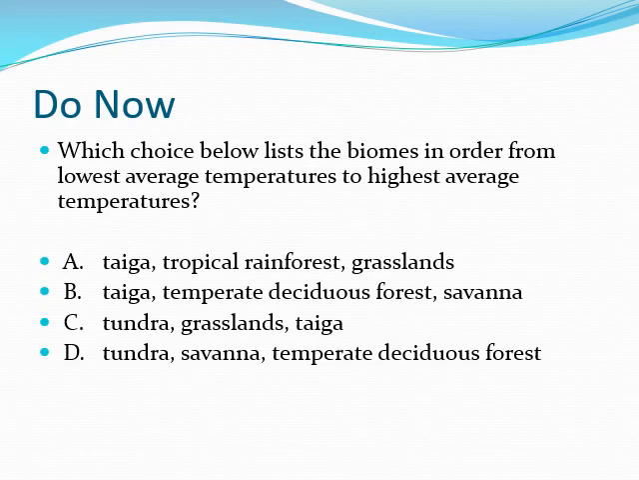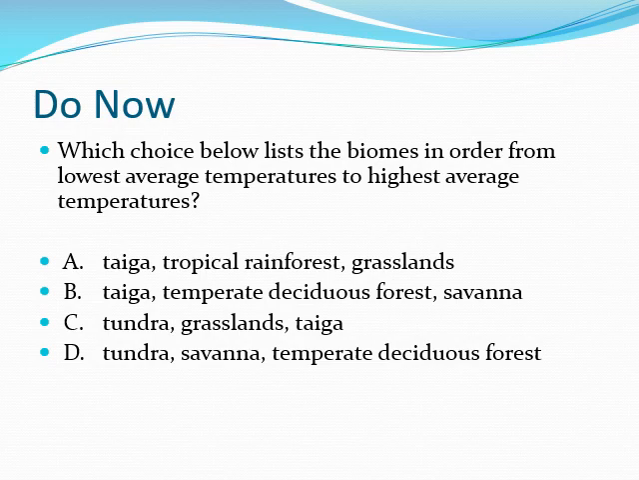Just a little question to finish us up here about our ecosystems. This one is actually talking about our land ecosystems. So a question from something that we did last week. Which choice below lists the biomes in order from lowest average temperature to highest average temperature? So for these choices, we want to make sure that we're following the order from lowest to highest temperature.